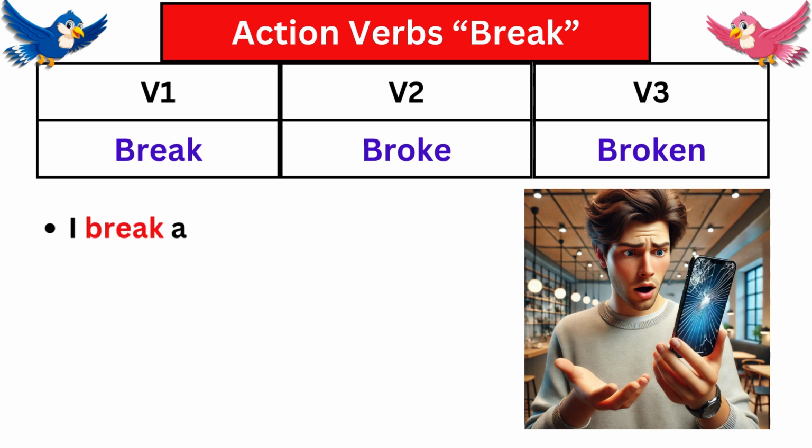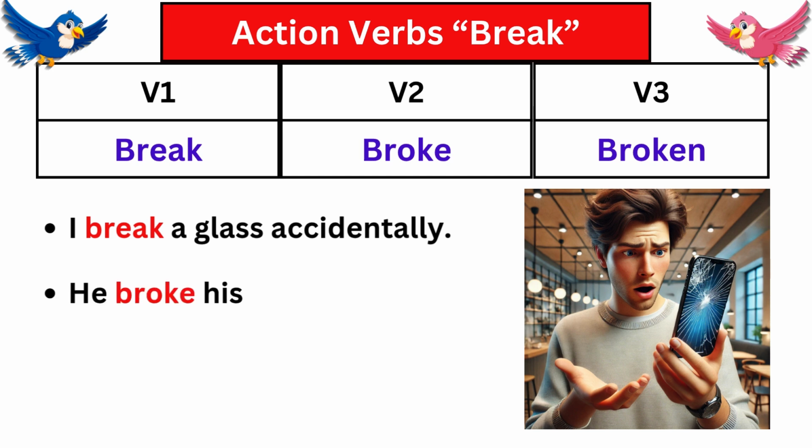V1, present simple: I break a glass accidentally. This means it happens sometimes. V2, past simple: He broke his phone. This happened in the past.